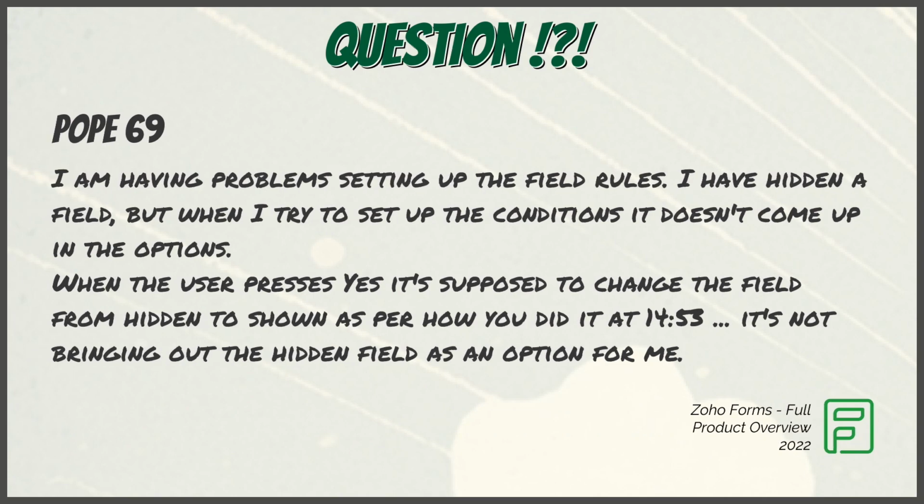Sweet. Alrighty. I think this is the second last one here. This question comes from Pope69, asked on the Zoho Forms full product overview video over on YouTube. I'm having questions setting up the field rules. I have a hidden field, but when I try to set up conditions, it doesn't come up in the options. When the user presses yes, it's supposed to change the field from hidden to shown. They're calling out about 14:53 in that video, but it's not bringing up the hidden field as an option.